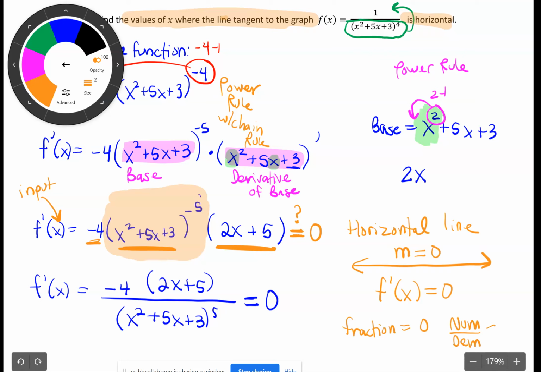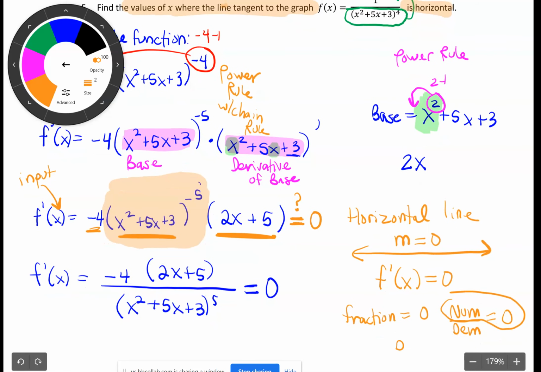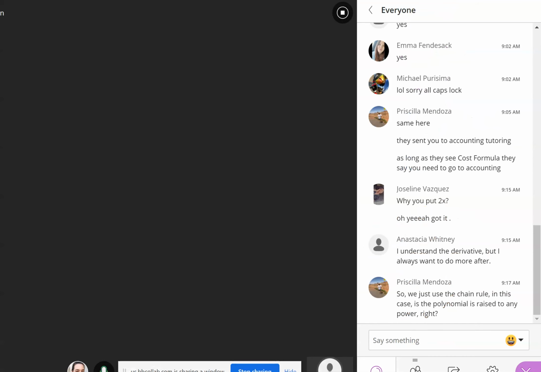A fraction is a numerator over denominator. The numerator equals 0, but the denominator does not equal 0. The denominator can never be 0, or then it would be undefined, right? So basically all we need to do to solve this is just set this numerator equal to 0. That's it. If you set the numerator equal to 0, then you'll figure out the x value that would make the derivative equal 0.